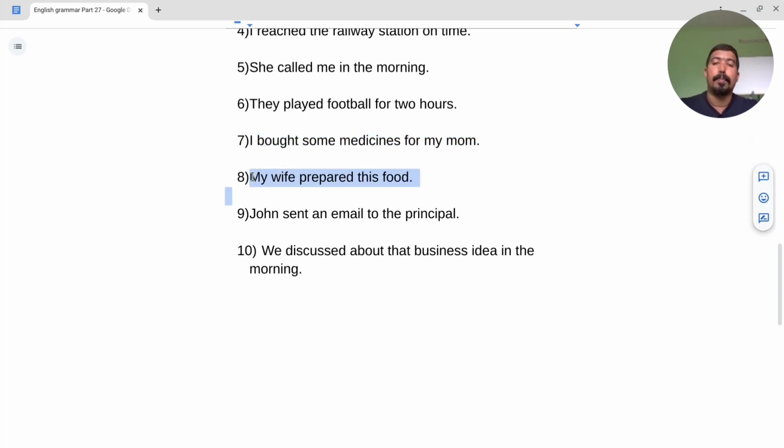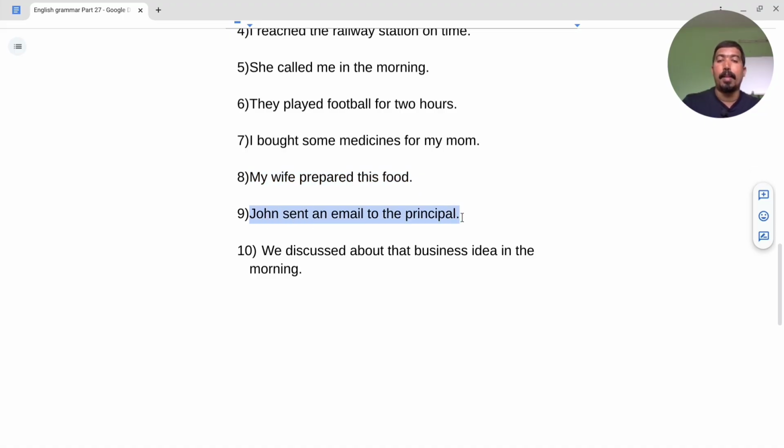Next one. My wife prepared this food. My friend asked me who prepared this delicious food. It is very tasty, very delicious. My wife prepared this food. Prepare. The past form is prepared.